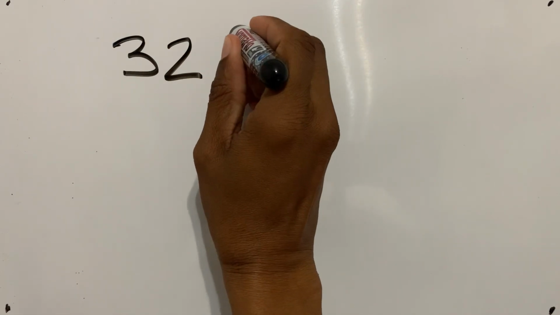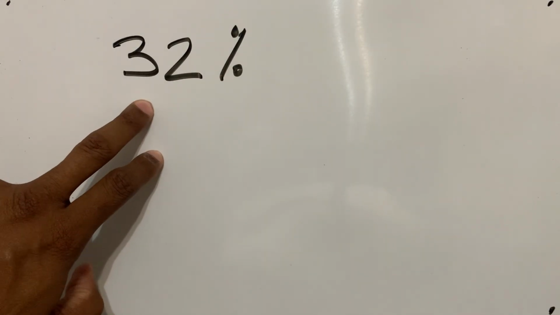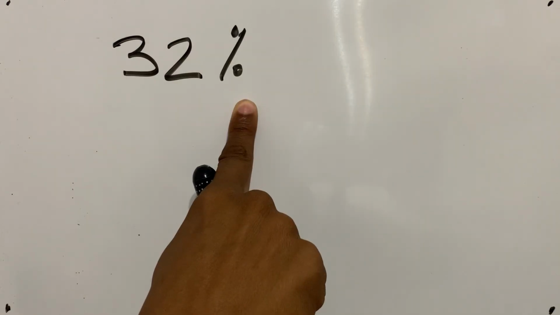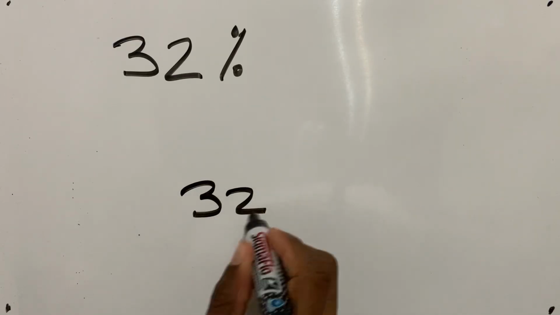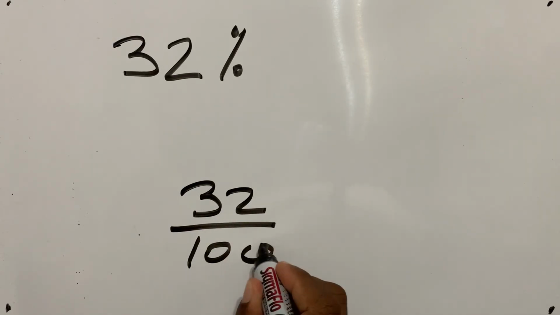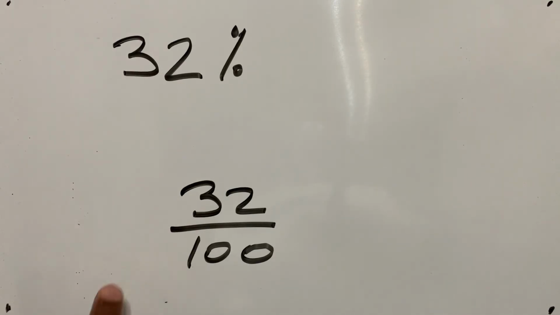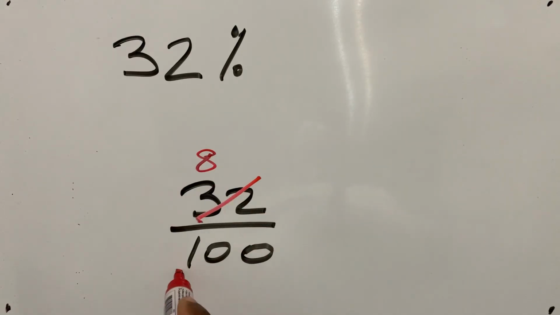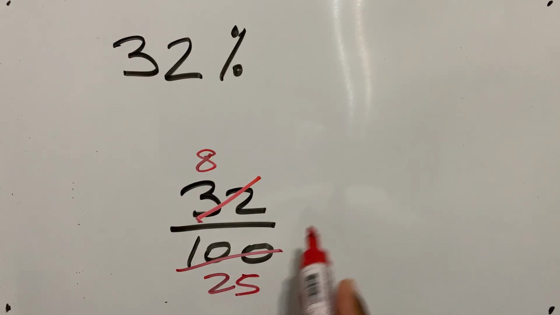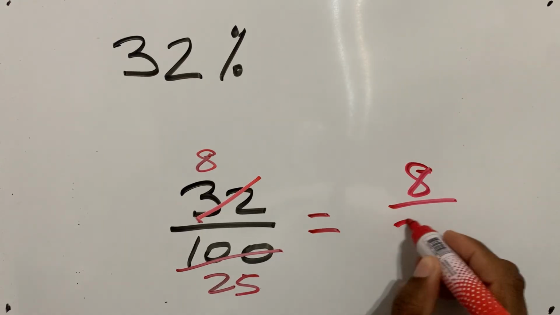Let's say we had 32%. How do we convert this percentage into a fraction? Remember that 32% is the same thing as saying 32 over 100. So what's the highest number that can go into these two numbers without leaving a remainder? That is the number 4. 4 into 32 goes 8 times. 4 into 100 goes 25 times. So this is equal to 8 over 25.